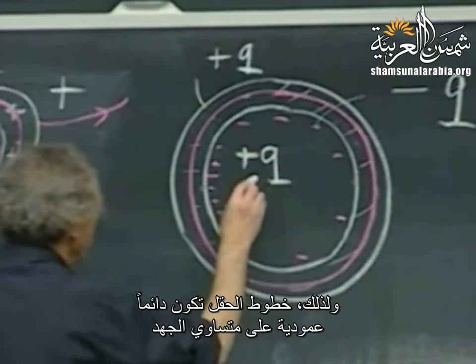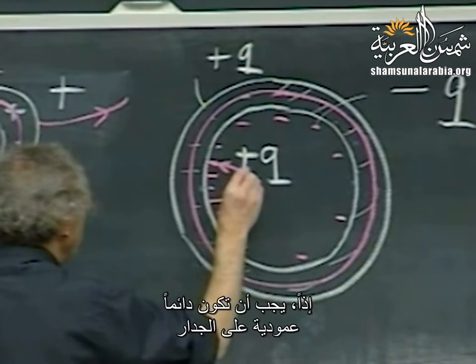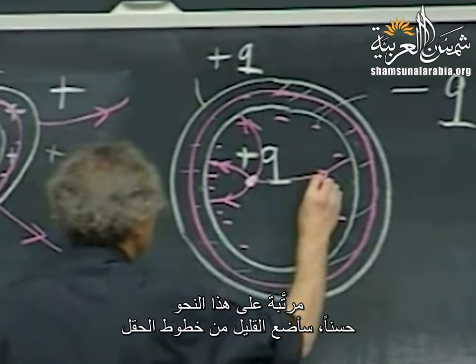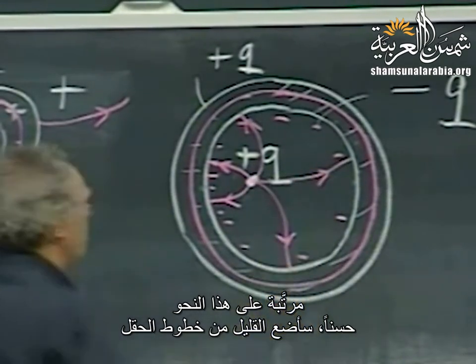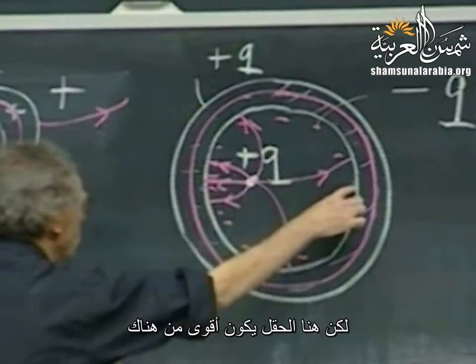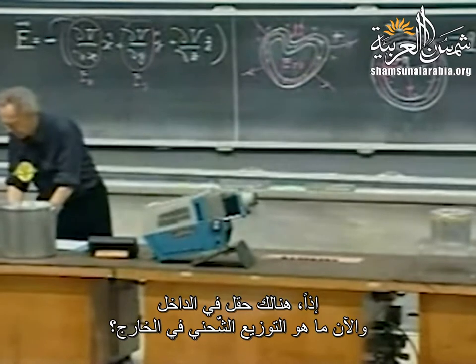And so the field lines are always perpendicular to the equipotential, so they must be always perpendicular to the wall, sort of like this. So I put in a few field lines. But here, the field will be stronger than there. So there is a field inside.